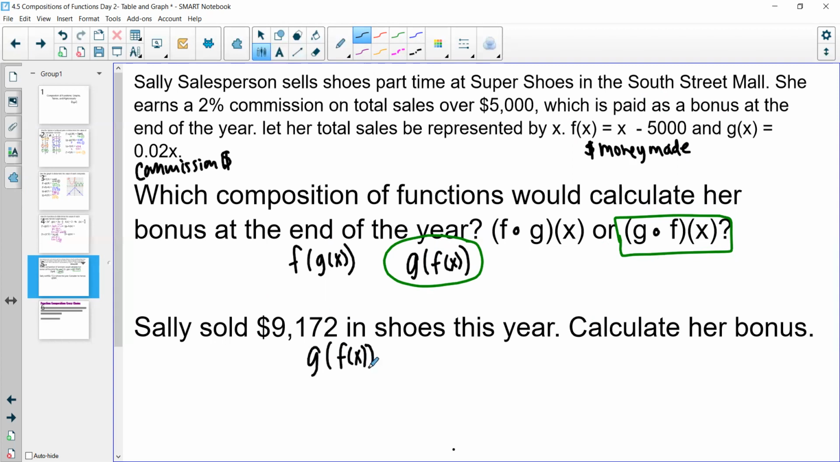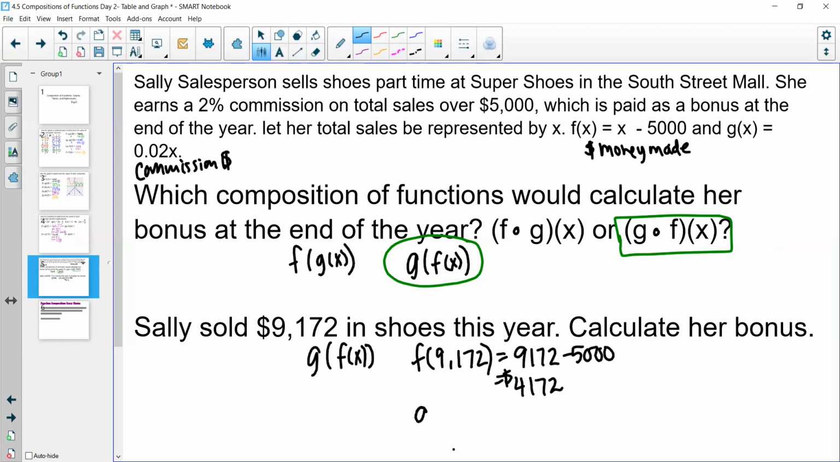Now using this, let's calculate her bonus. So we want to start with this inside here. So we're going to start by doing f of 9,172, or I'm going to figure out how much money she made minus that commission. So that's 9,172 minus 5,000. And as we substitute that in, what that'll end up simplifying to is $4,172. So that's how much she made over that 5,000.